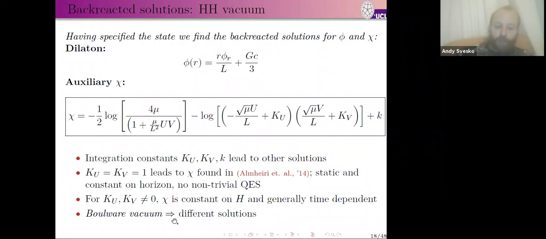Another thing I want to mention really quickly is that if you were to solve the problem with respect to the Boulware vacuum state, the solutions are somewhat dramatically different. In particular, the dilaton becomes much more complicated. But since we're interested in thermodynamics, we want a thermodynamic interpretation, so we're not interested in the Boulware vacuum. So I won't talk about the Boulware vacuum anymore.